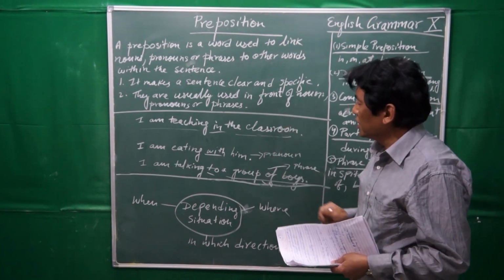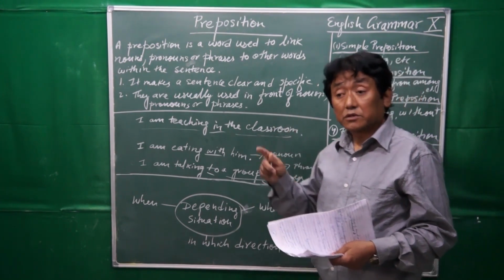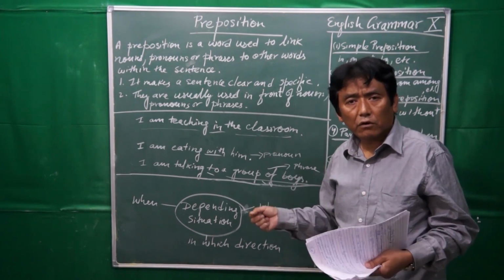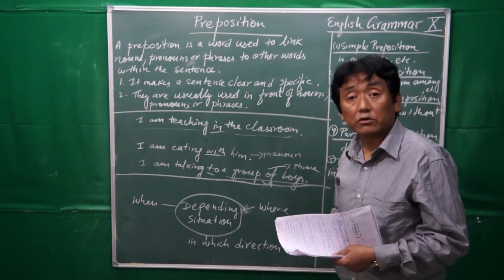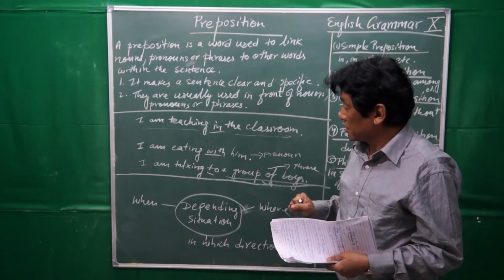But sometimes a preposition comes at the end of the sentence also, like, what are you looking for? That for comes at the last, right? Especially when we talk about interrogative sentences. Now that is what a preposition is.